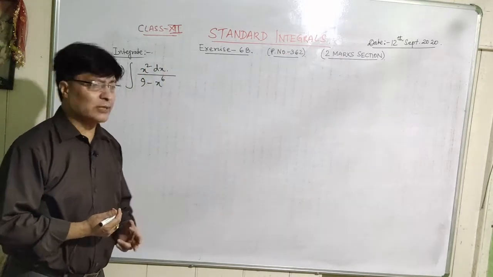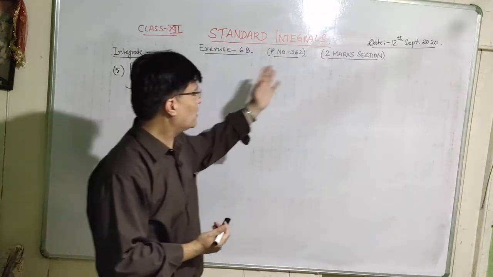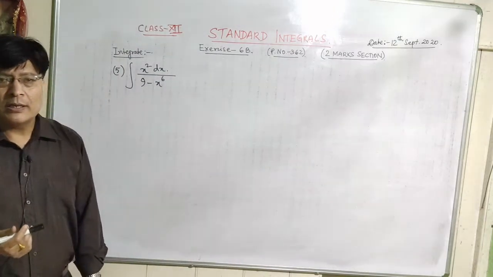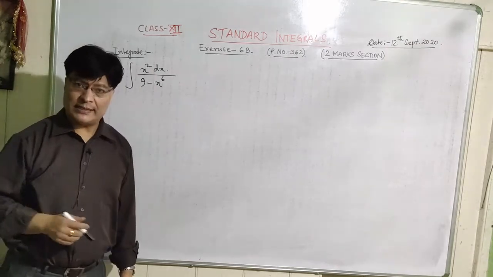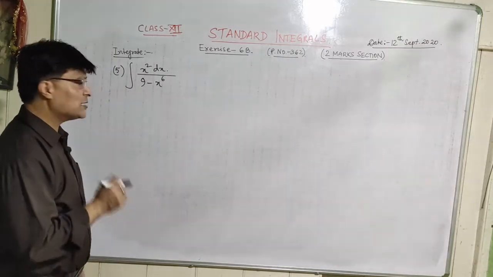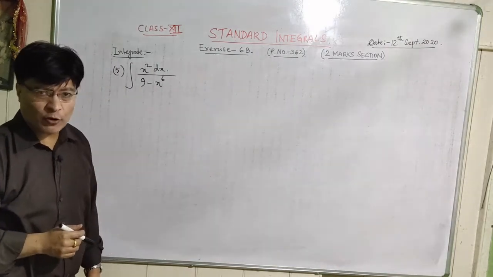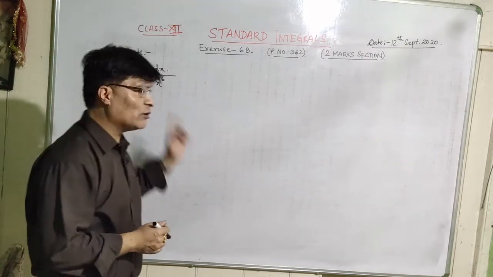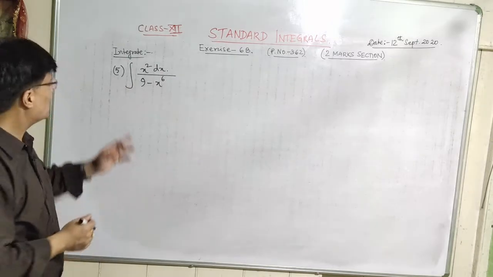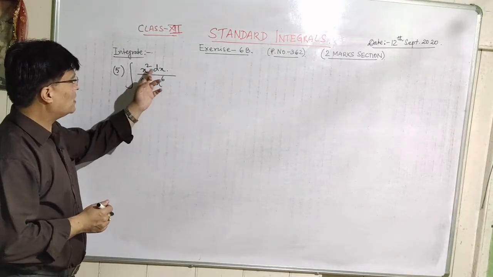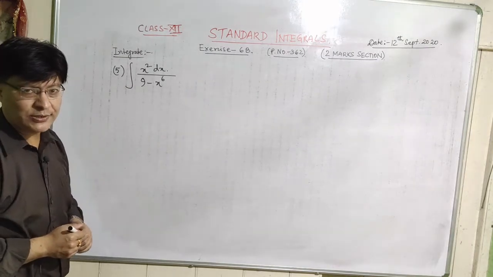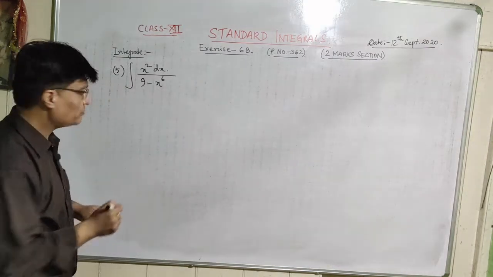Same exercise 6b, page number 362, section 2 mark section from the book Higher Mathematics for Class 12 by Sailendra. And in the last online class we did question number 4, and now we will do question number 5. So you have to find out the value of this integration, that is integral of x square dx divided by 9 minus x to the power 6. So how will you do it?